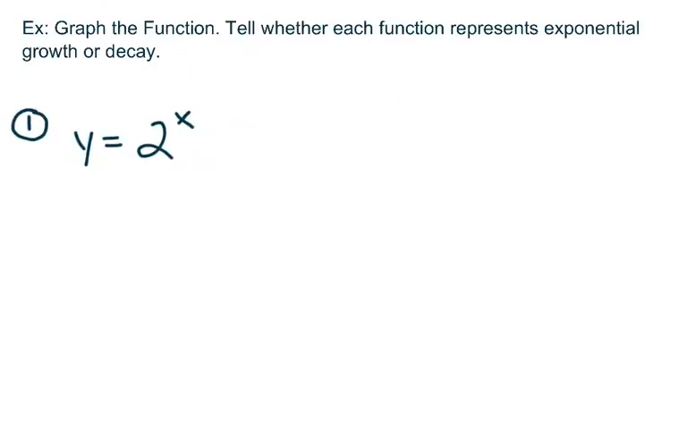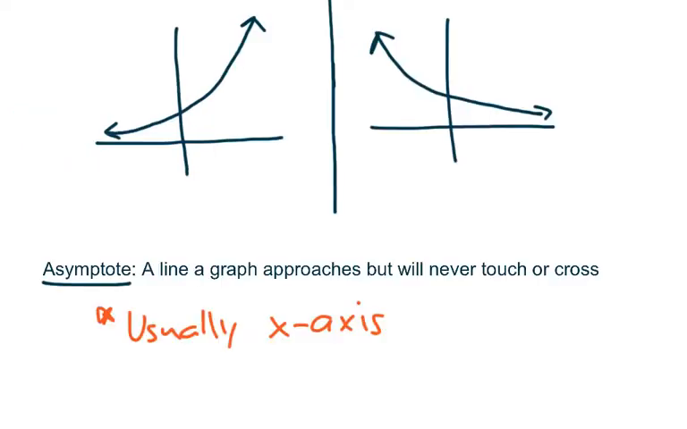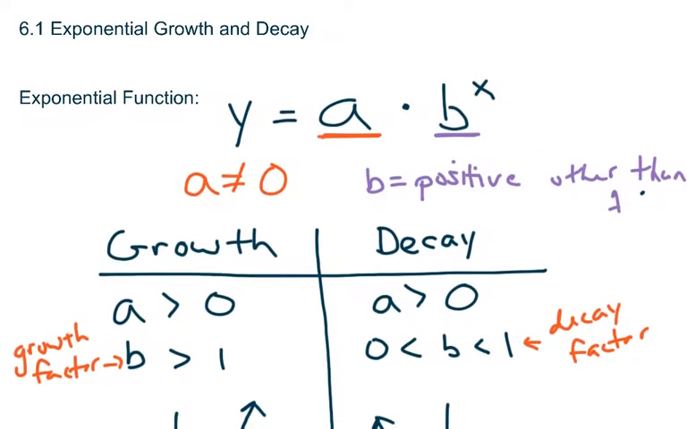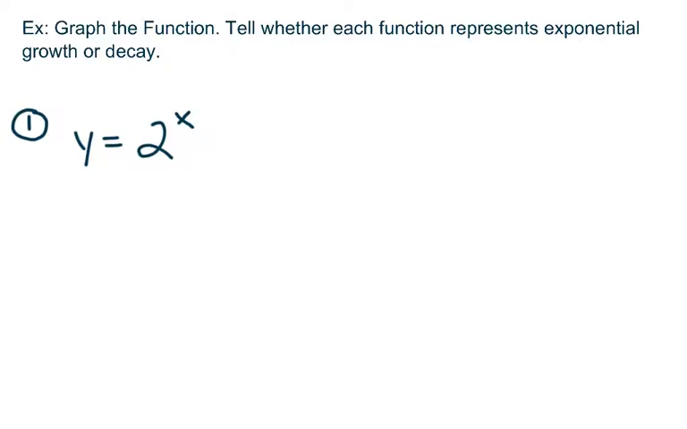Let's actually do a couple where we have to graph. So directions say graph the function, tell whether each function represents exponential growth or decay. Now, we don't have an a value in this one, so our a value in this one is going to be 1, and then the number with the base on your exponent is always your b value. So this is not 2 times 1 to the x. This is 1 times 2 to the x. So our b value here is going to be 2, and we'll deal with that here in just a little bit.